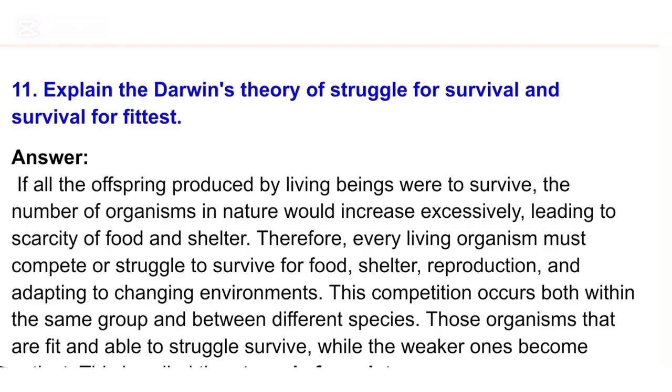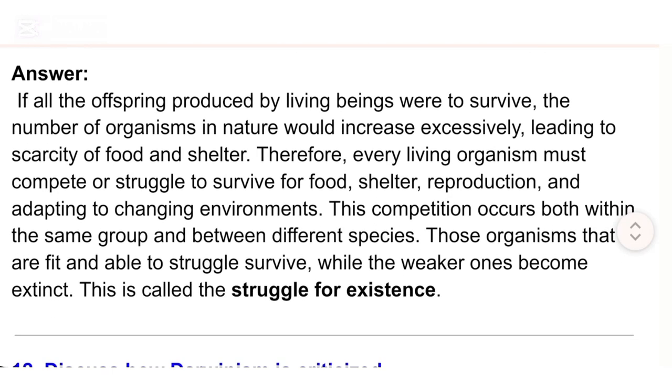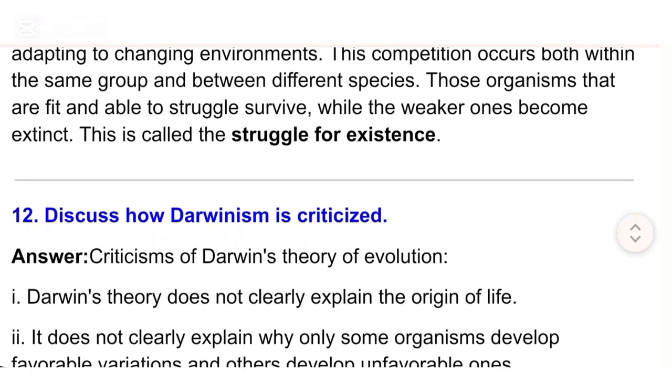11. Explain Darwin's theory of struggle for survival and survival of the fittest. Answer. If all the offspring produced by living beings were to survive, the number of organisms in nature would increase excessively, leading to scarcity of food and shelter. Therefore, every living organism must compete or struggle to survive for food, shelter, reproduction, and adapting to changing environments. This competition occurs both within the same group and between different species. Those organisms that are fit and able to struggle survive, while the weaker ones become extinct. This is called the struggle for existence.